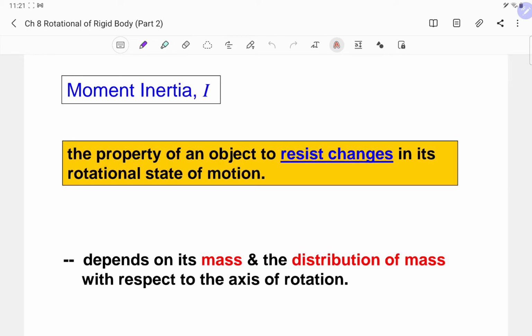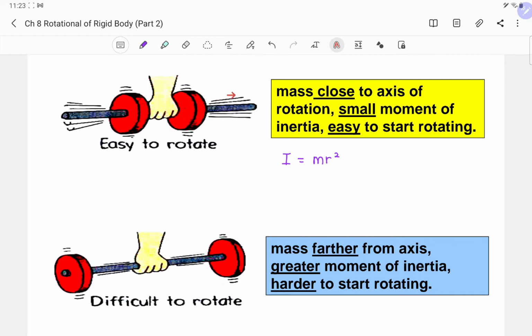So what is moment of inertia? Moment of inertia, the capital letter I, represents the property of an object to resist changes in its rotational state of motion. This body is already moving in rotational motion and it has the inertia to keep moving to resist any changes. Moment of inertia depends on the mass and the distribution of mass with respect to the axis of rotation. When mass is close to the axis of rotation, which means that the r is small, I will become small.